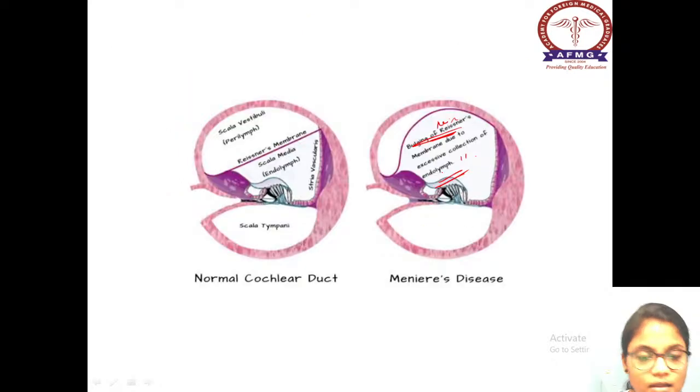Yes, correct. Any other reasons that cause Meniere's disease, especially inner ear disease, you will be able to see this bulging, where you will have the 4 signs.